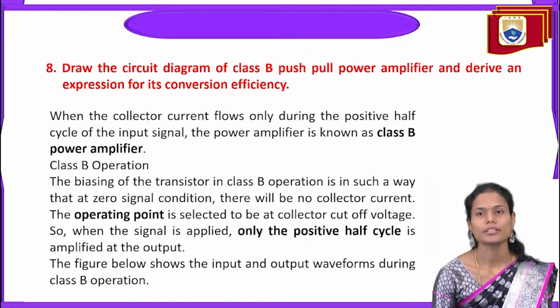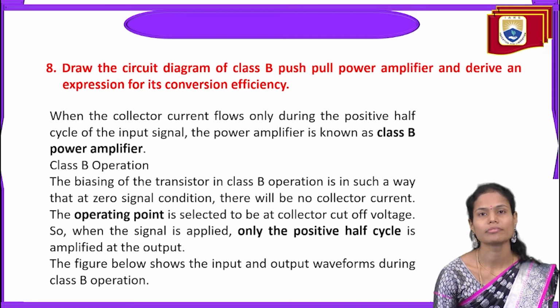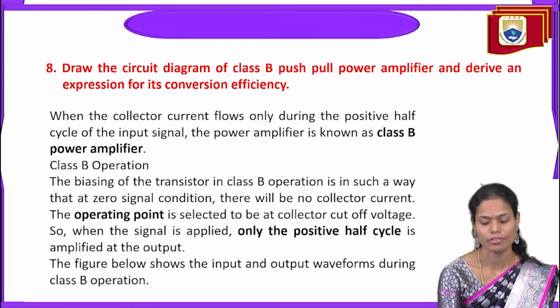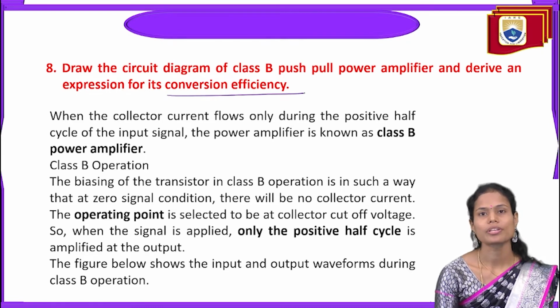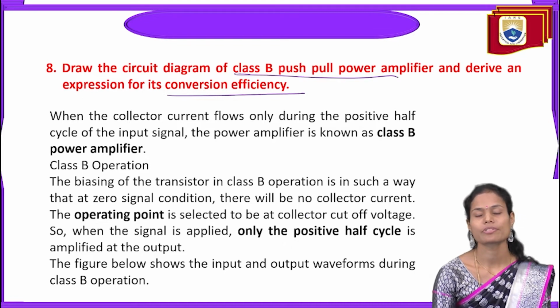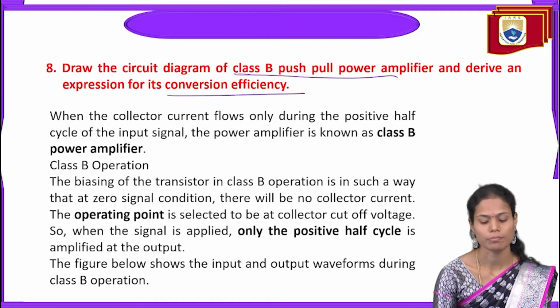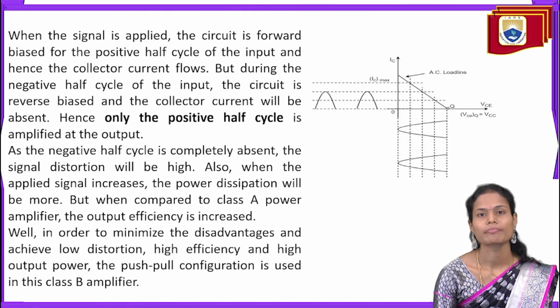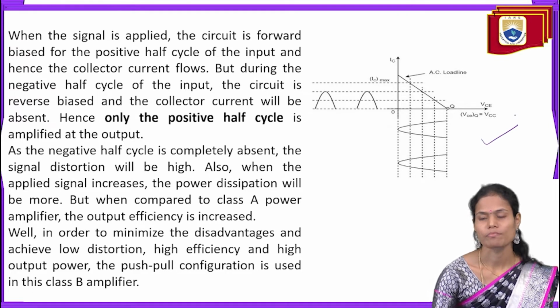And next, draw the circuit diagram of class B push-pull power amplifier and derive an expression for its conversion efficiency. So here we have to take the class B push-pull power amplifier. For that purpose, first of all, we have to explain what is meant by class B power amplifier and how much amount of angle it is going to utilize. And these are the input and output waveforms of the class B power amplifier.